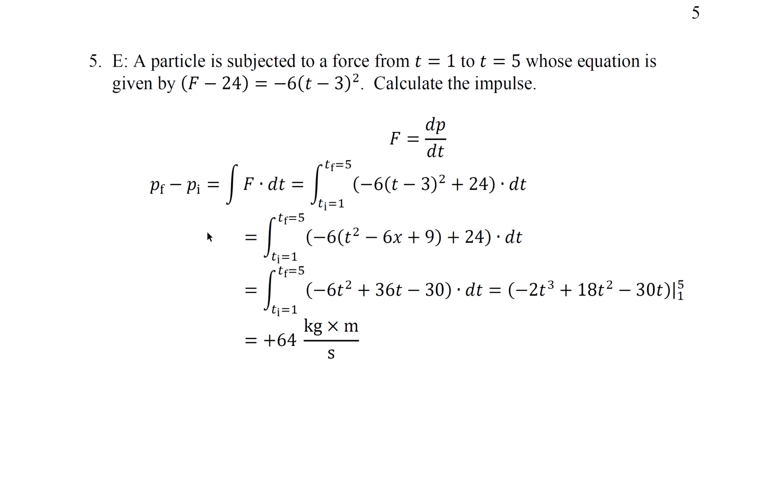Question 5. A particle is subjected to a force from t equals 1 to t equals 5 whose equation is given by F equals minus 6 times (t minus 3) quantity squared. Calculate the impulse. So the impulse is F delta t, which is equal to delta p. So for this equation, multiply both sides by delta t, or dt, and take the integral. And that's exactly what we do here.